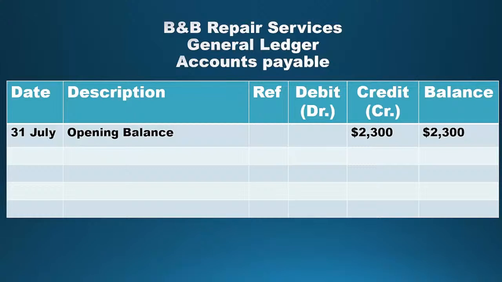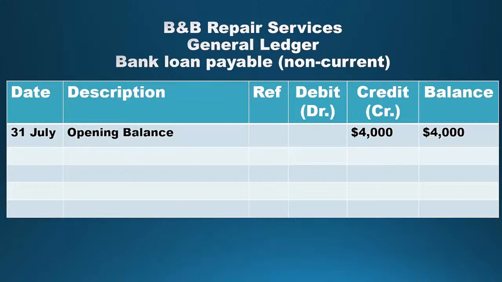7. Accounts payable. The accounts payable account shows the money the business owes to creditors. As of July 31st, the company owes $2,300. This is a liability account, so the opening balance is recorded on the credit side of the ledger.